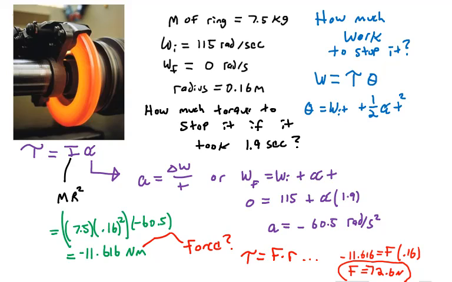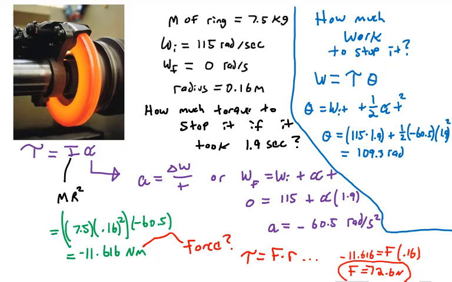All right, so we can get the angular displacement, and that's 109.3 radians, and we know how much torque there was, so we've got negative 11.616 for the torque, and the work that it's going to take is negative 1,270 newton meters.